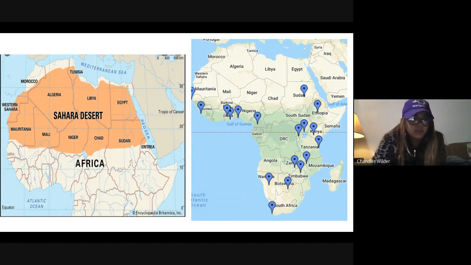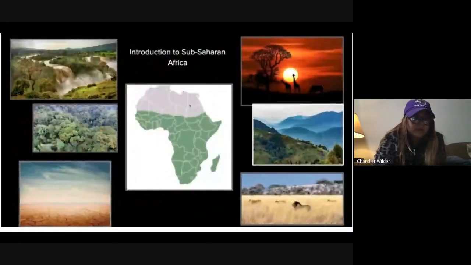As we go through this unit, we will be talking about Sub-Saharan Africa, as you can see in this picture to the right, the green part. We will first be talking about the geography. Then we will go into ancient empires and wrap up the unit with modern day cultures and countries of Sub-Saharan Africa. Okay, back to this first picture.